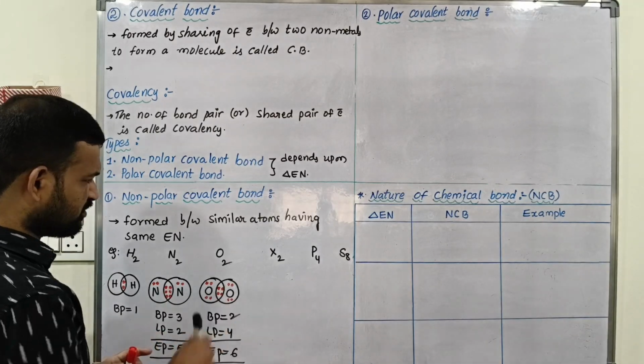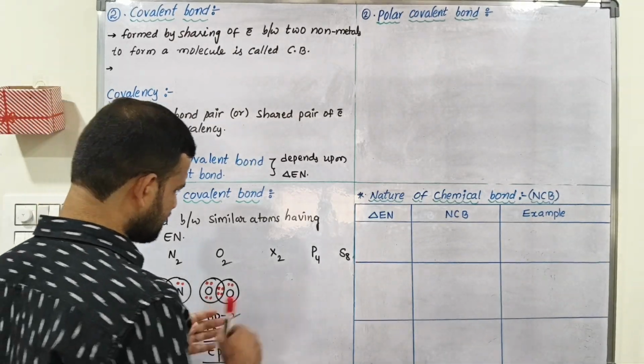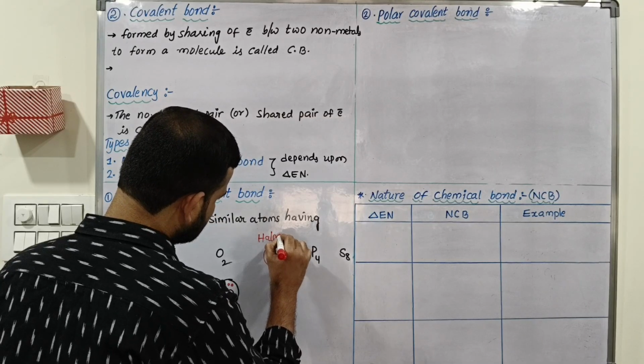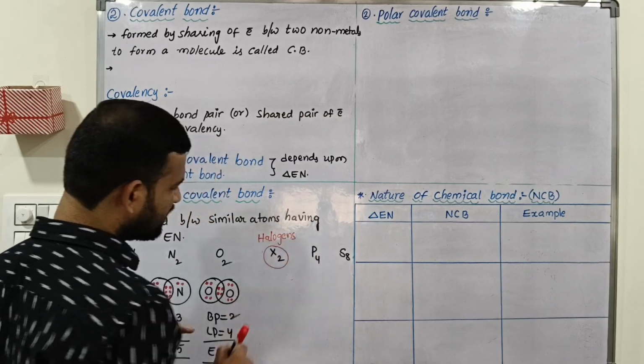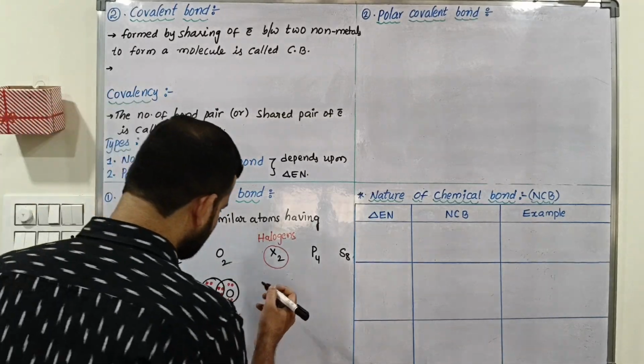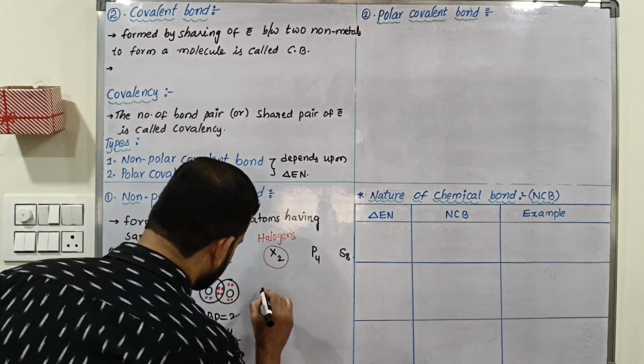Next come to X2. X2 means halogens. What are the halogens? Fluorine, chlorine, bromine, iodine, astatine. Understand? So one example I will take, fluorine, F2.